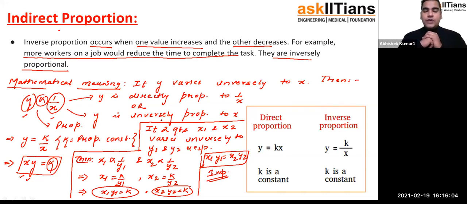So I hope the definition of indirect proportion, the second thing, the mathematical formulation, and the third, the formula that we will be using very frequently to solve our problems, are all very clear to all of you. Please go through it once again and ask me if you have any query, guys.